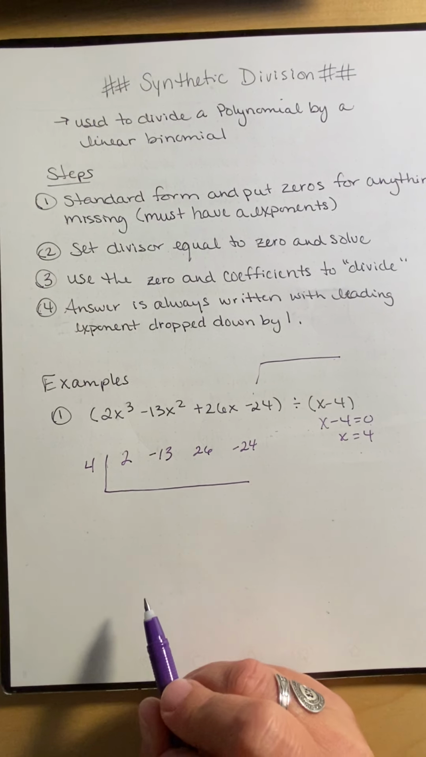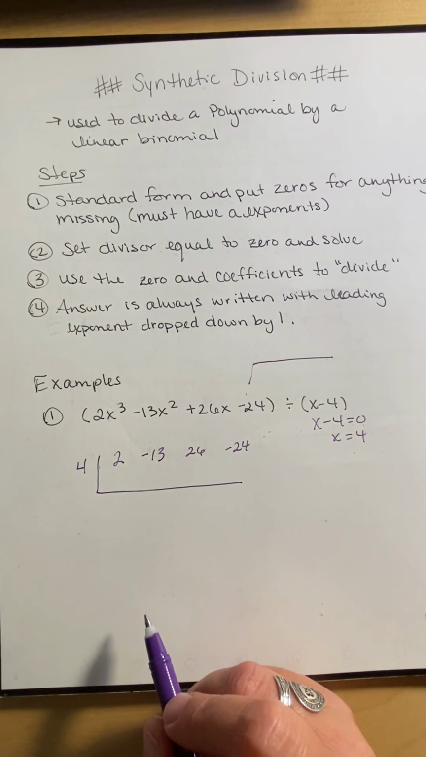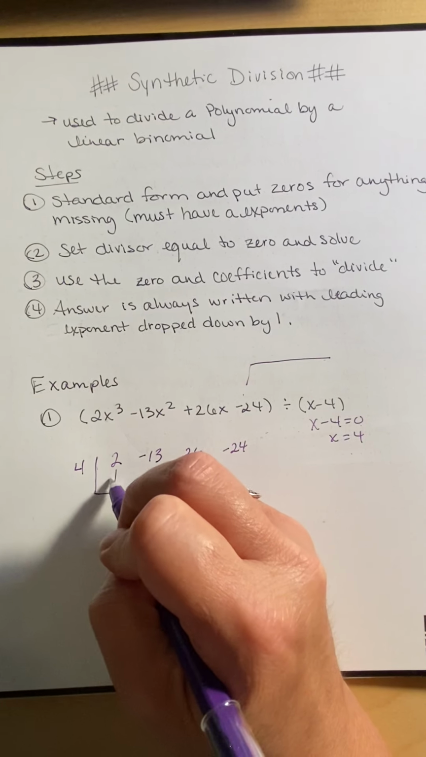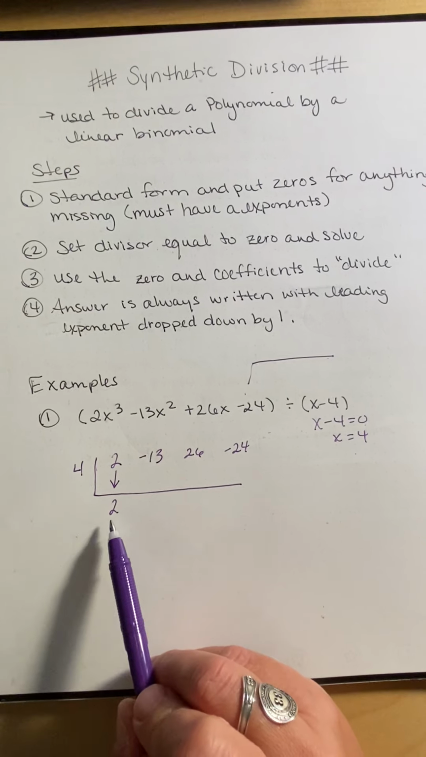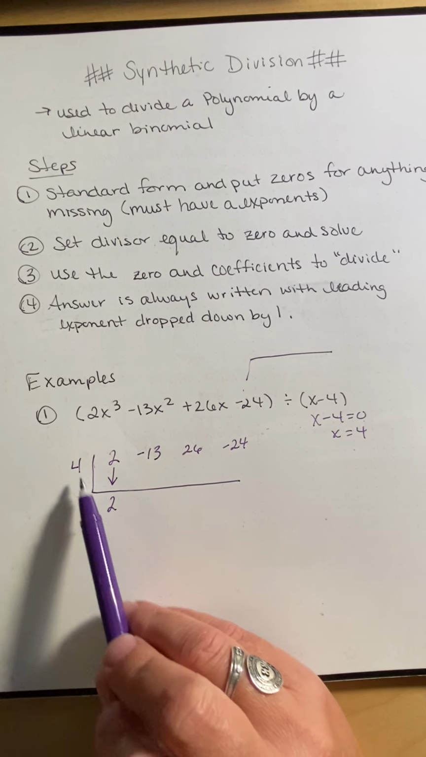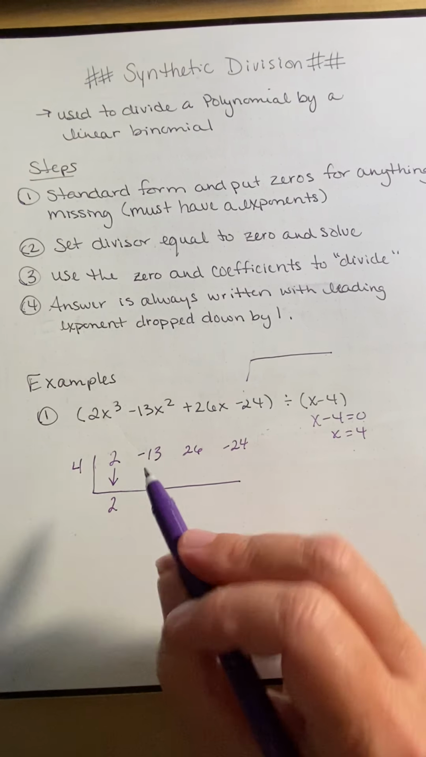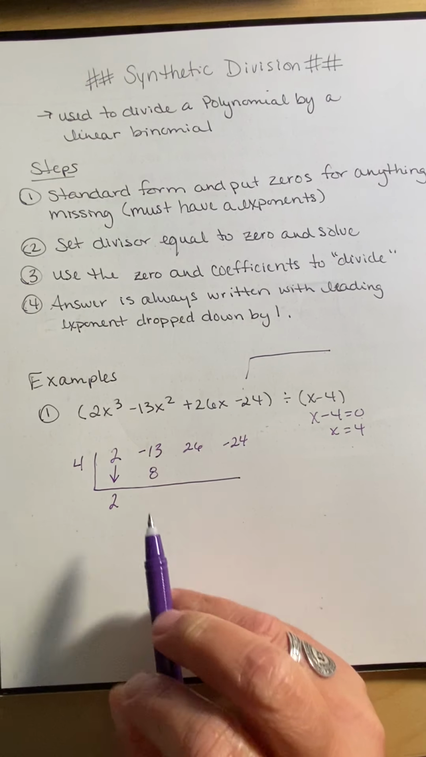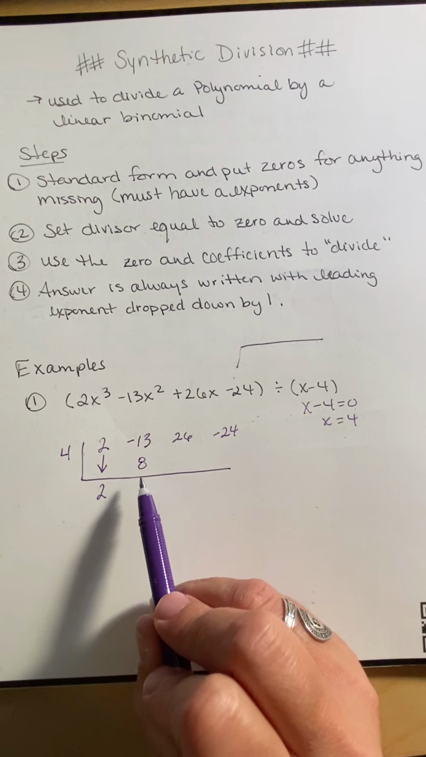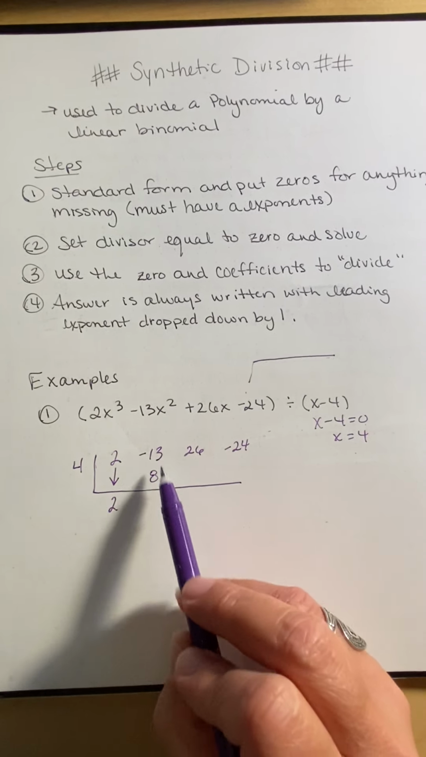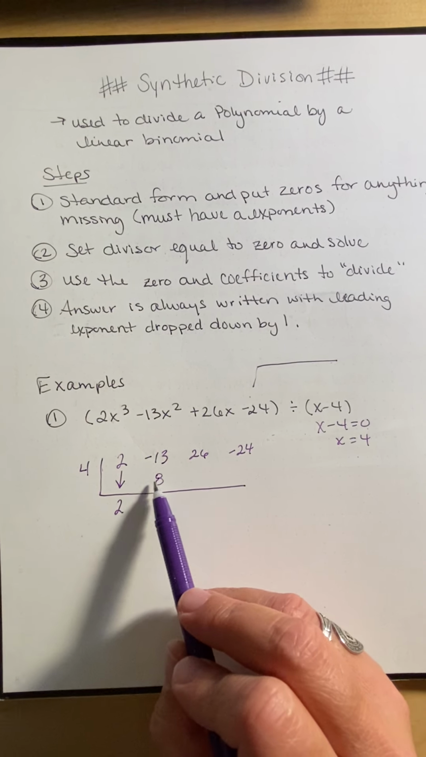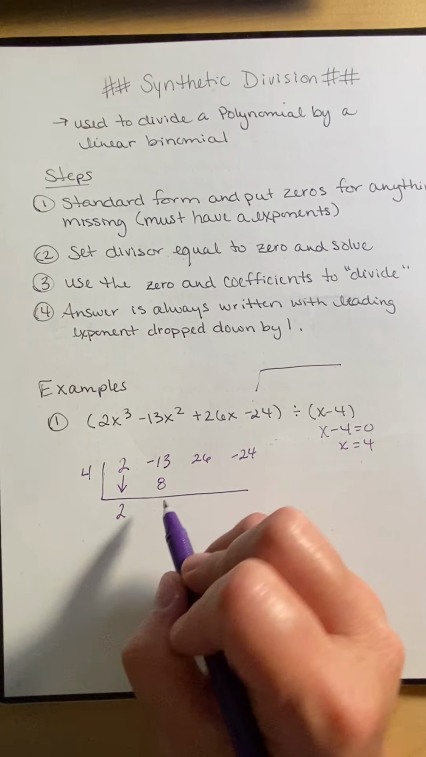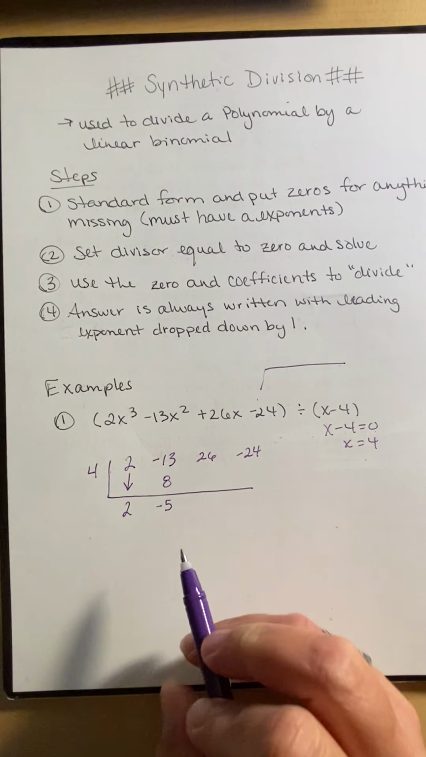All right, so now we're ready to start with the synthetic division process, which means you take the first number and you bring it straight down below the line. If it is below the line, you're going to multiply it with what's on the outside. So 2 times 4 is 8. And that number is going to go right there underneath that negative 13. Then here, you're just going to do what your signs say. Negative 13 plus 8, which gives you negative 5.